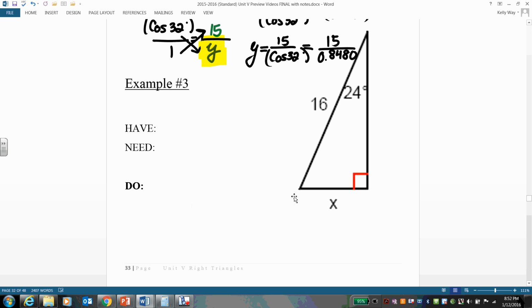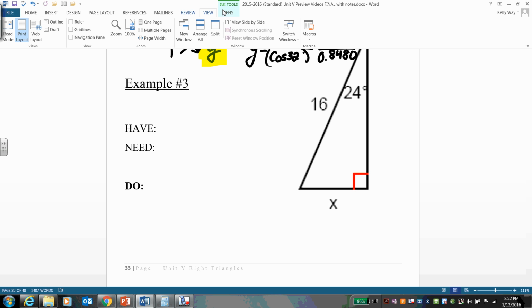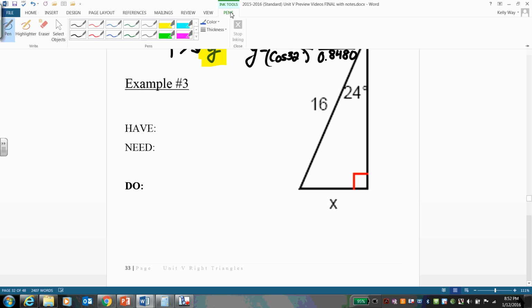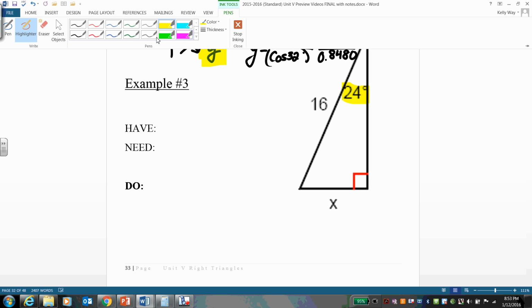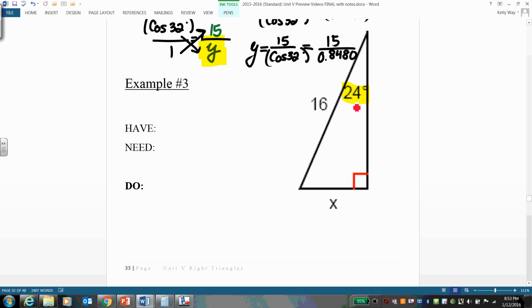Let's try this one. Here is our theta. Now we label opposite, adjacent, and hypo. Across from 24, that's going to be our opposite. Next to the 24, that's our adjacent. And across from the right angle is always the hypo.